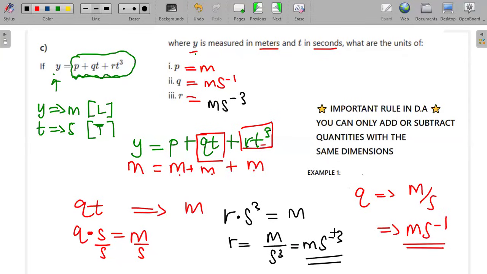So that when I multiply the units of R with the units of time, s to the power 3, the s to the power 3 is going to cancel out. I just remain with the meter, so that this addition here makes sense. So that's how we can find the units of P, Q, and R there. All right, so any questions there? Any questions before we move on?